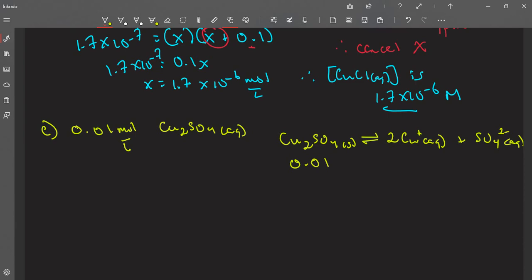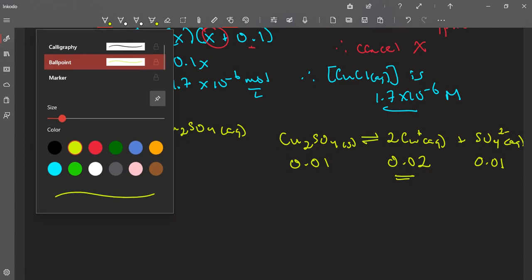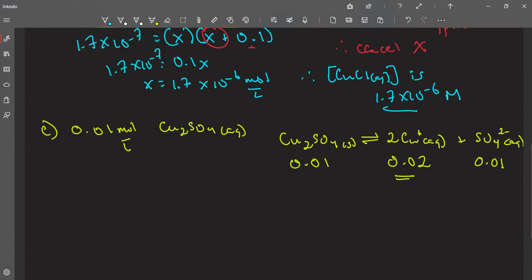Because of that 1-to-2 ratio, we're going to multiply this by 2, so it's actually going to be 0.02. And sulfate is 0.01, but we don't really care about this. It's a spectator here. So now we know how much copper is present, and remember copper is our common ion in this case. So we're going to do the same thing we did in the previous example where we had chloride as our common ion.